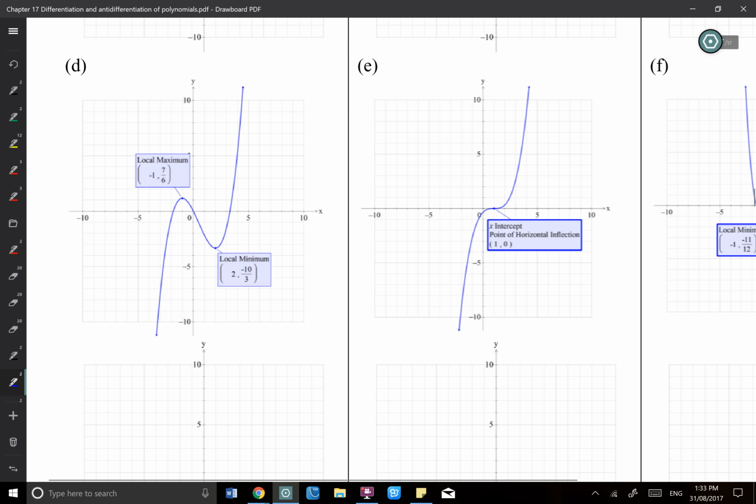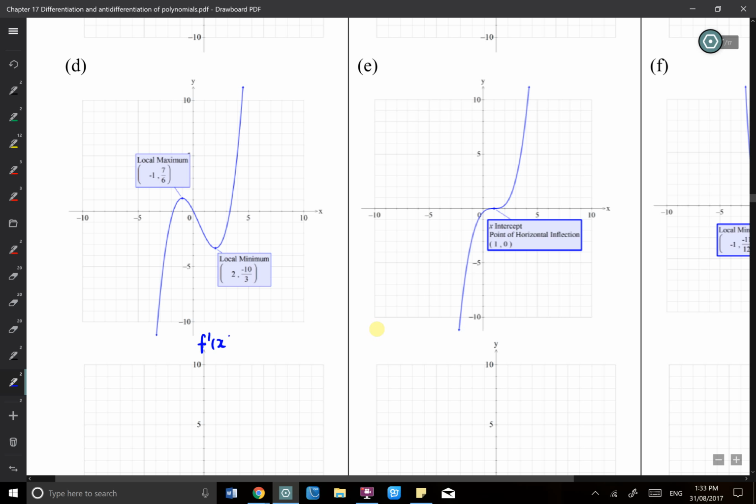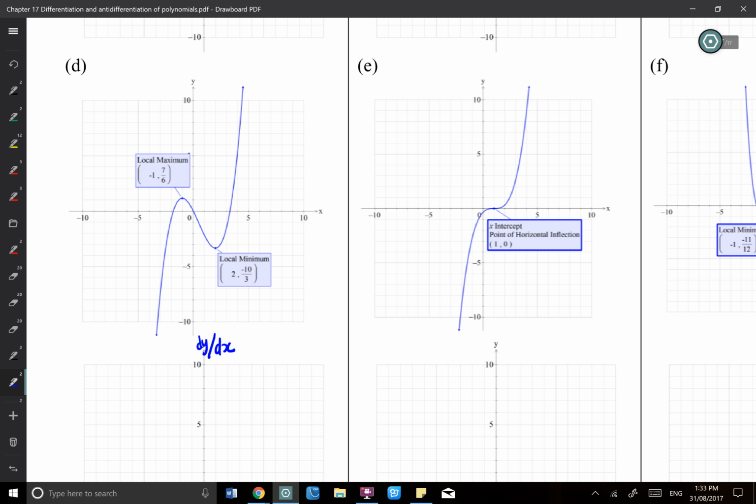Okay, let's just have a look at this one. D is exactly the same as the above one. Well, this is not f x, it's f dash x, or say dy dx. That's dy dx, the y-axis. I'm trying to sketch the gradient function. Okay, I tell you there's a local maximum at -1 and 7/6, and I have a local minimum at 2 and -10/3. So if you want to sketch the derivative function, first of all, you will think, what does this graph look like? What kind of graph is that? Is that quadratic or cubic, right? It's like a cubic. So what will the derivative be?